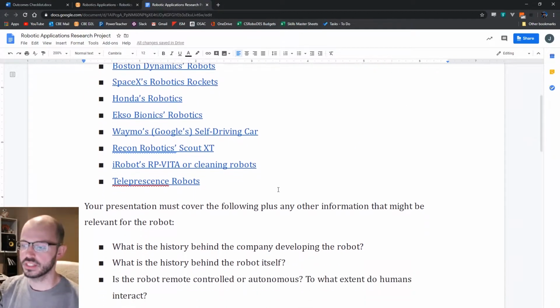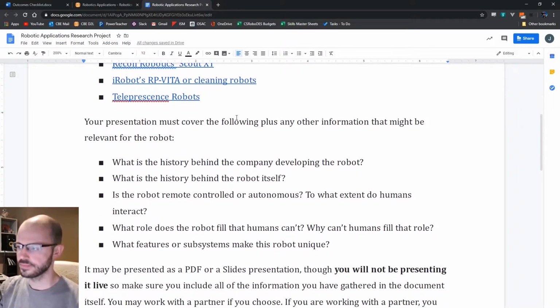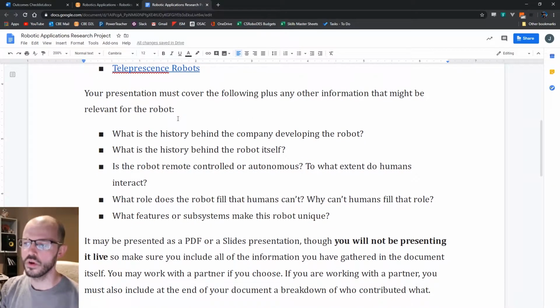Because what I want your presentation to cover is the following. What is the history behind the design, behind the company that is developing the robot? So who are these people? What are they doing? What's their goal? And why are they making this robot? And what is the history behind the robot itself? So what can you find about where the idea came from, or what previous versions there were, or what the purpose is? What problem are they trying to solve?